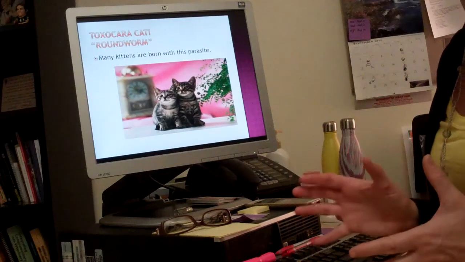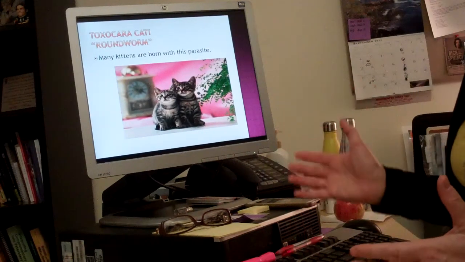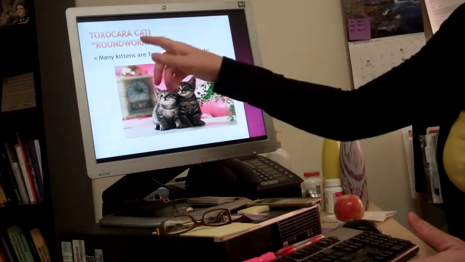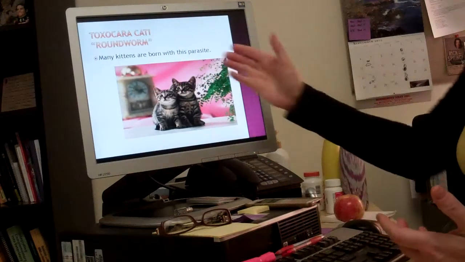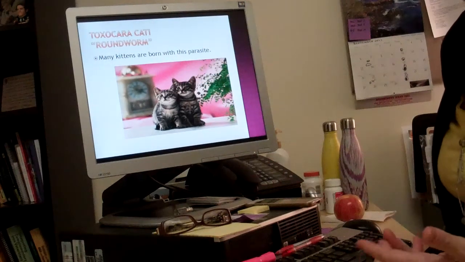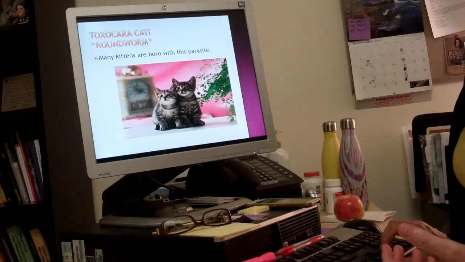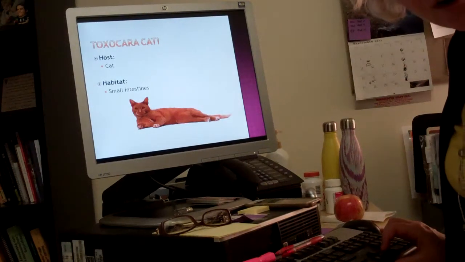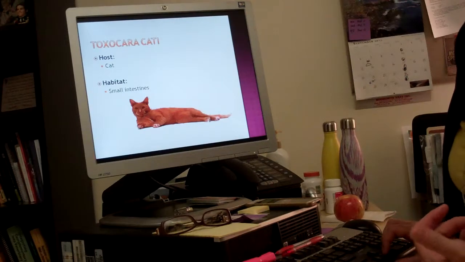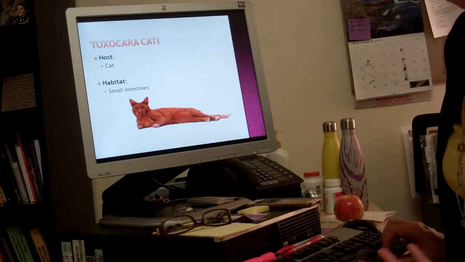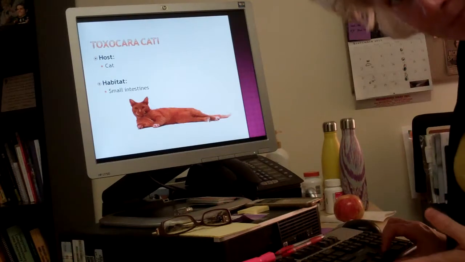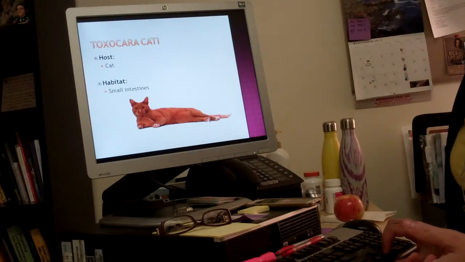Now, let's take all the information from Toxocara canis and apply it to Toxocara cati. This is the roundworm of cats, and you're going to see why all kittens should be dewormed for Toxocara cati. Hosts are our cats. If you are interested in large cat wildlife rehab, this will also apply to them.